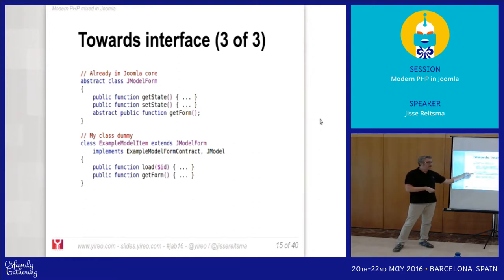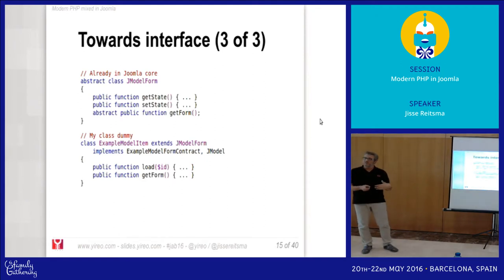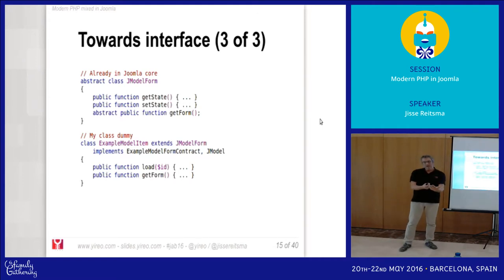So this is actually showing also that whenever the Joomla core doesn't have an interface for specific methods, we shouldn't stop there. We should just look at our model and say, hey, my model is only working with specific methods. And for all those specific methods, for instance, this form, get form method, we should actually create an interface together with it. Clear?